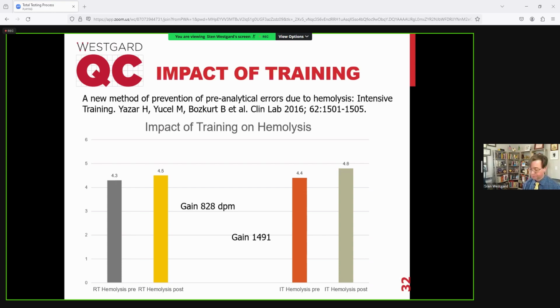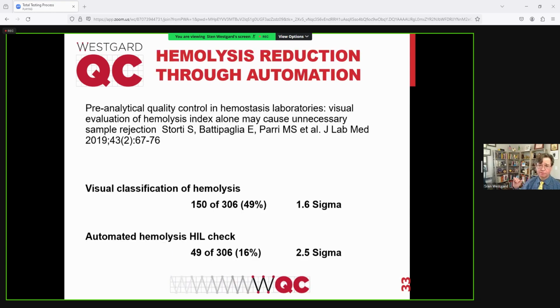What if we could automate something? Let's move away from having to eyeball the sample and make a visual check for hemolysis, to an automated HIL check.